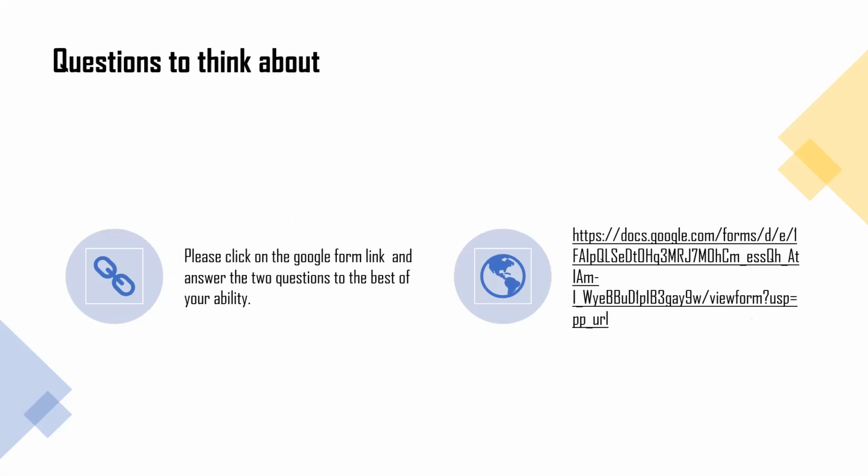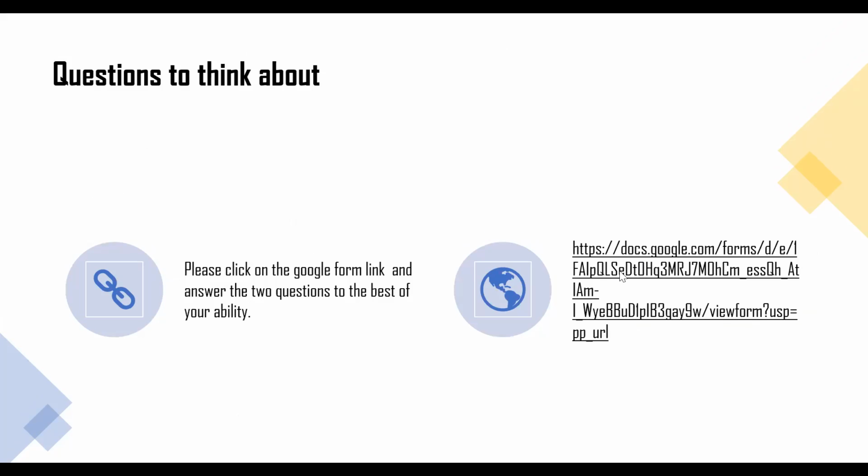Questions to think about. So I made a Google form. If you could just click on this and answer the 2 questions to the best of your ability. These 2 questions are: since Jason has no experience in resistance training, what criteria must be met for him to participate in plyometrics? And should we focus on developing Jason's upper body strength? If so, how would you do so?